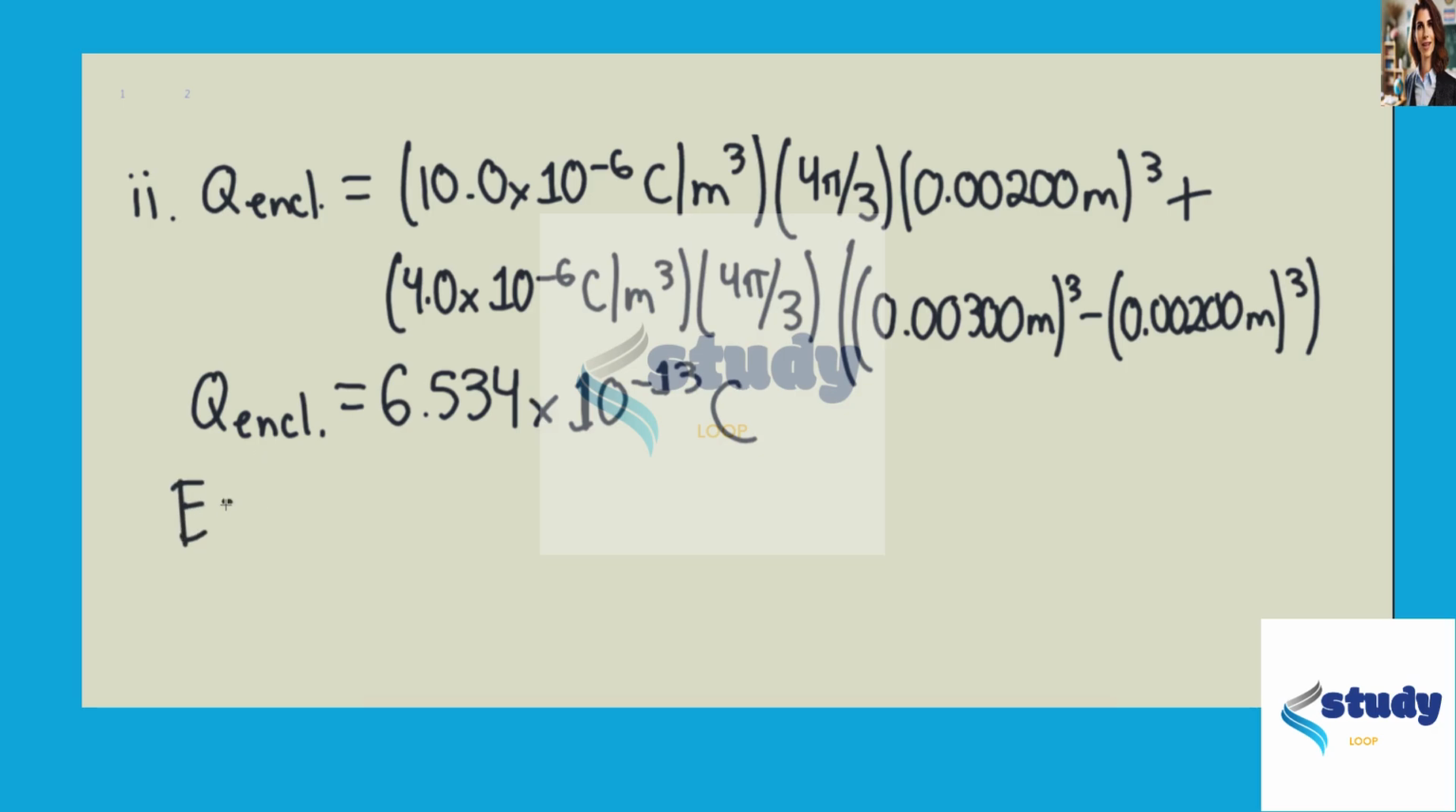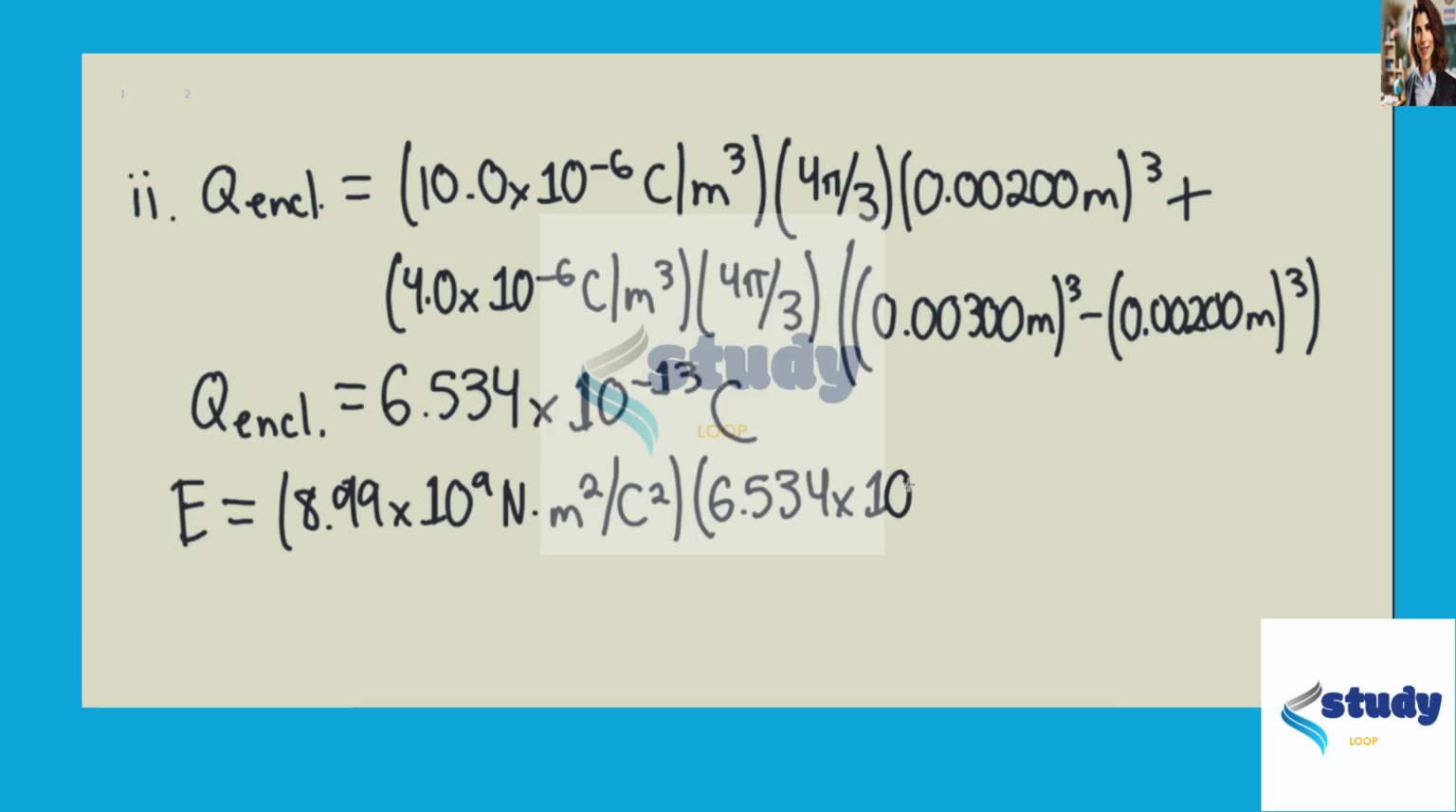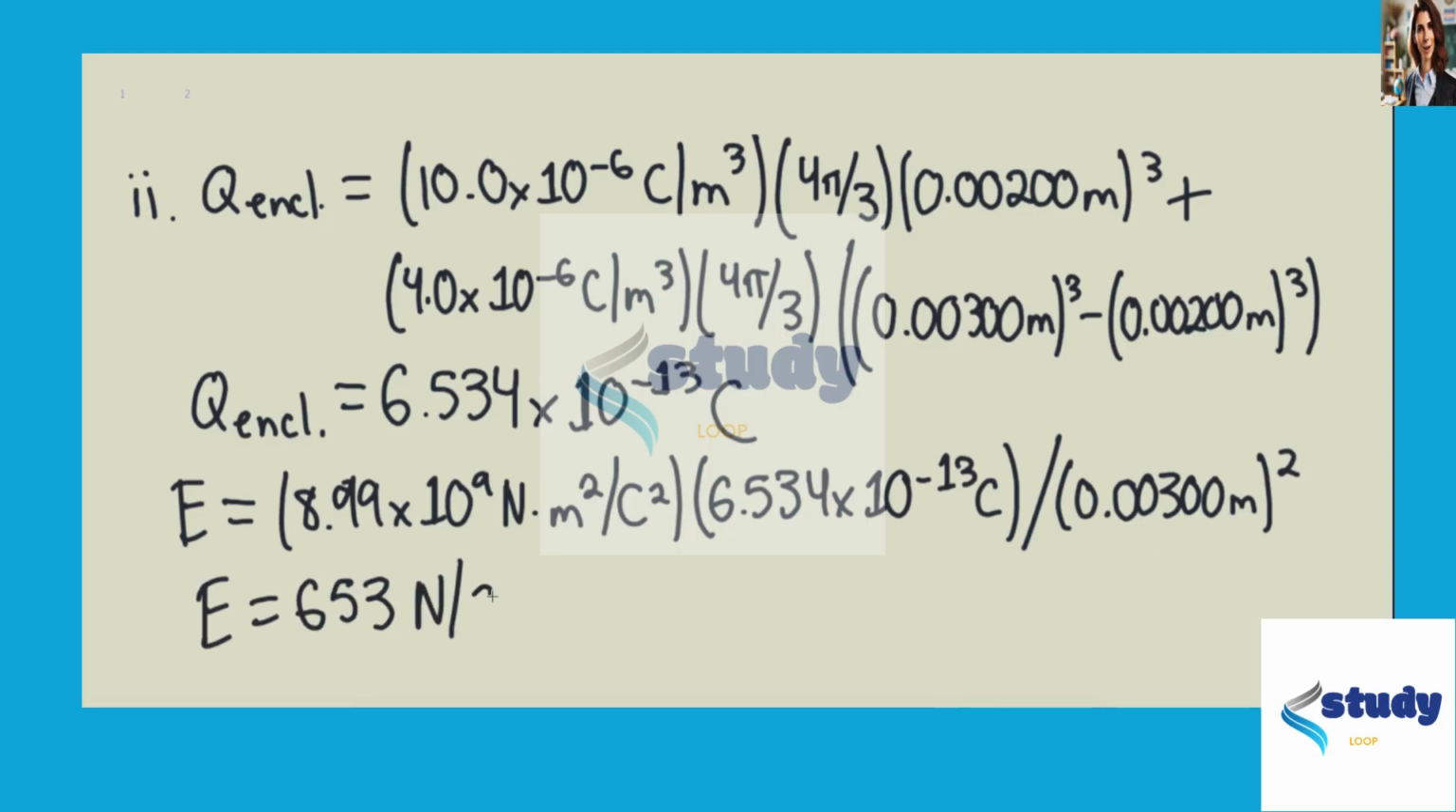And then to find the electric field, this would be, again, 8.99 times 10 to the 9th newtons meters squared per coulomb squared. This would be multiplied by the enclosed charge, 6.534 times 10 to the negative 13th coulombs. And then this would be divided by 0.00300 meters quantity squared. And we find that the electric field for part 2 is 653 newtons per coulomb.